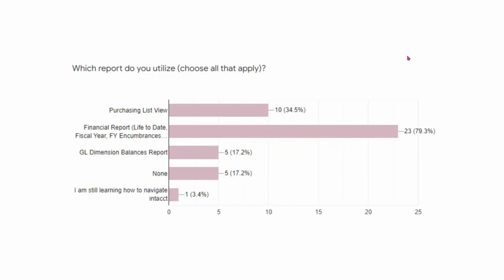I asked about some reports, which ones are we using? Obviously the most basic common one we're using is the financial reports. That's the one that had the most responses. And then the purchasing list view, which is of course where we do most of our work. Then the general ledger dimension balances report was the next most frequent one used, and everyone else is still learning a little bit. Today we're going to go through at least all of these reports, plus another one not listed here.